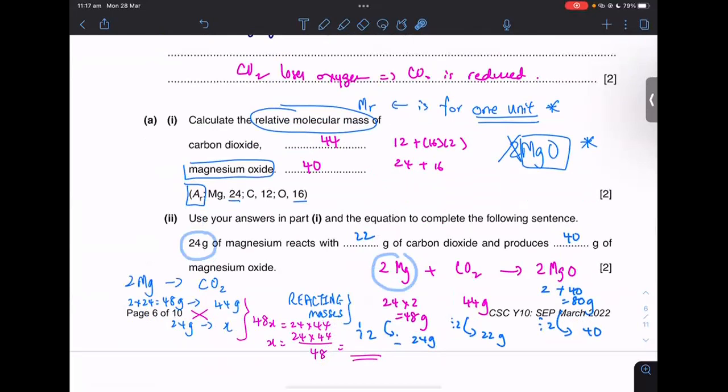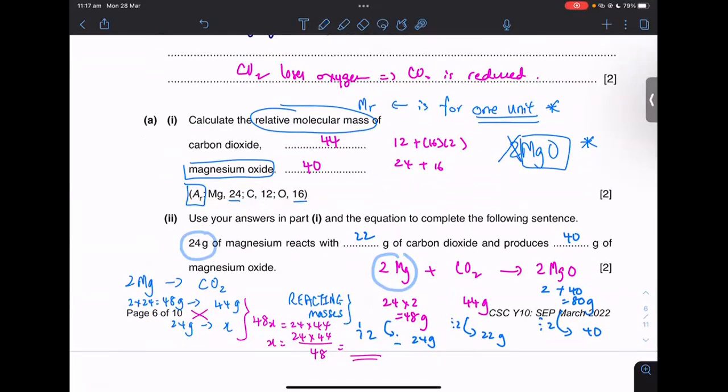Calculating Mr, there are some people who cheated in this exam. They used the internet when they are given the information here, the relative atomic mass. They don't even need the periodic table, but some people decided to cheat because they just cannot stand not cheating at all.